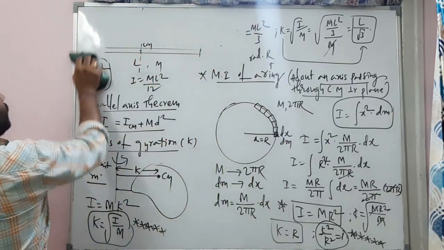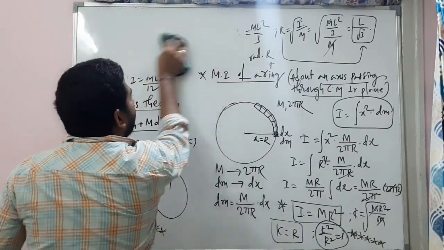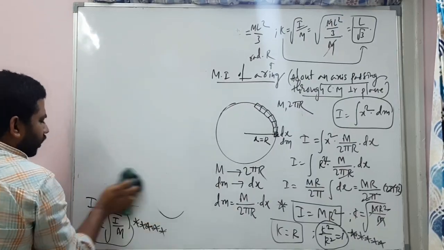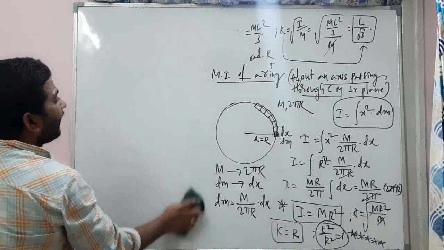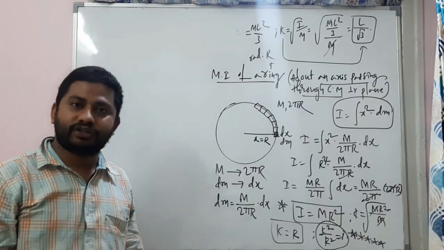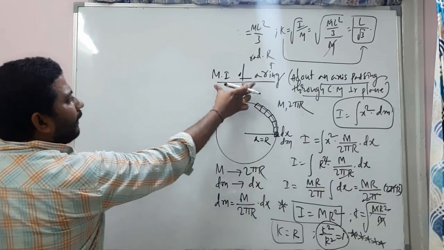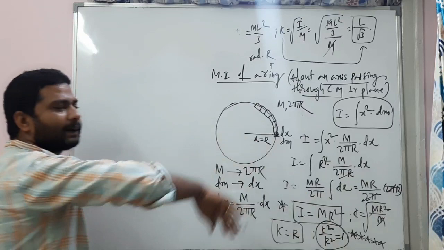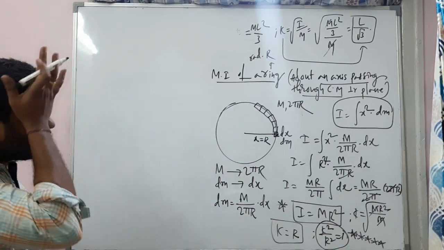Now what we are going to do, we are going to continue the concept of the ring itself. That's called the in-depth analysis of the ring concept. So this is the moment of inertia of the ring about an axis passing through the center of mass perpendicular to the plane.